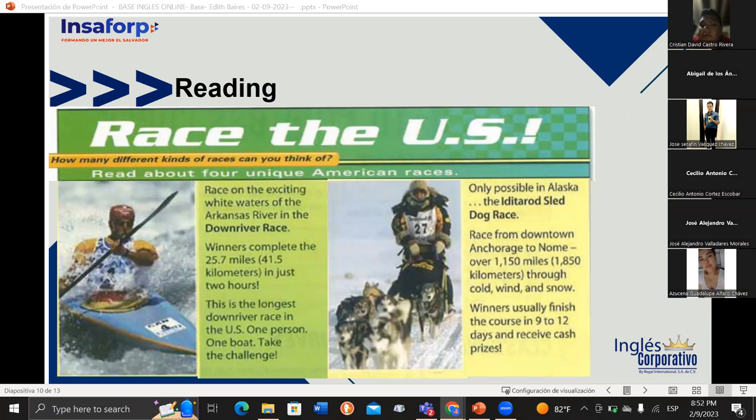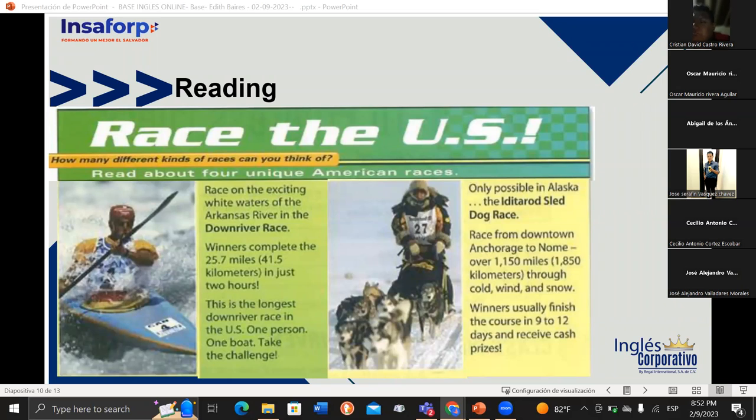1,850 kilometers. Repeat that. 1,000. Recuérdense que 1,000 es mil. 100 es 100. Repeat that part. 1,000 miles. 100, 150 miles. Cold, wind, and snow. Winners usually finish the course in 9 to 11 days and receive cash prize.